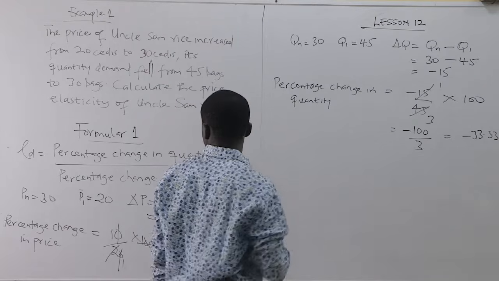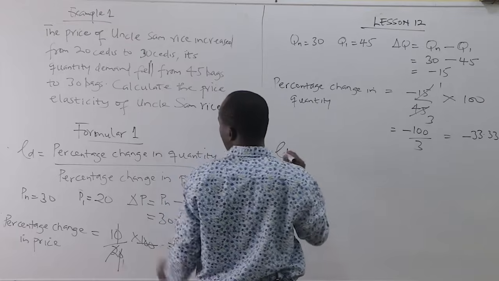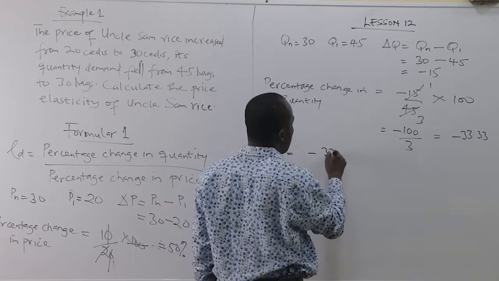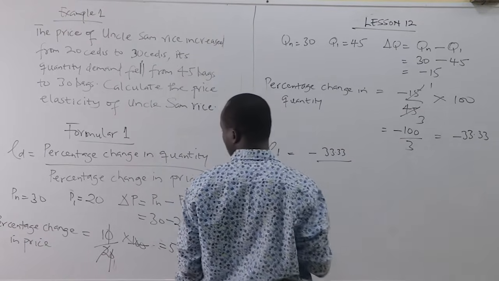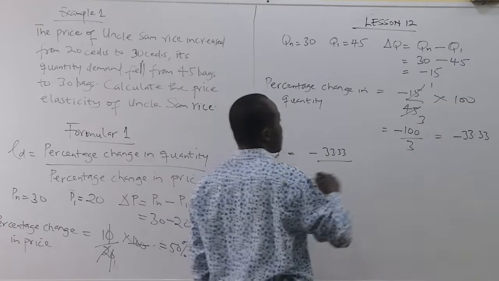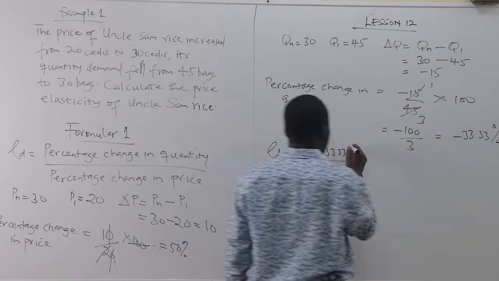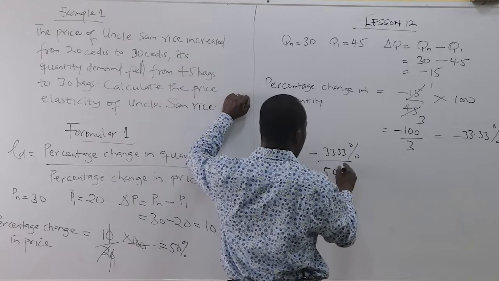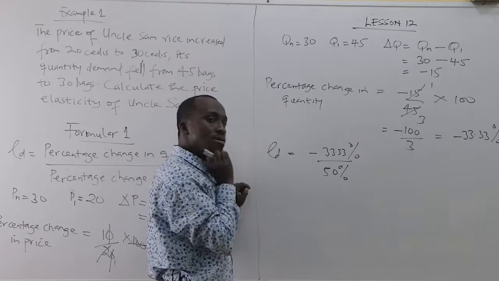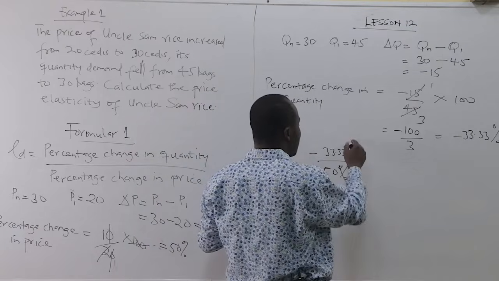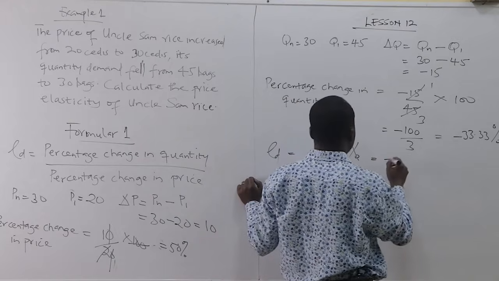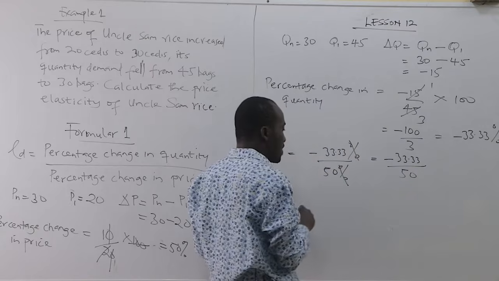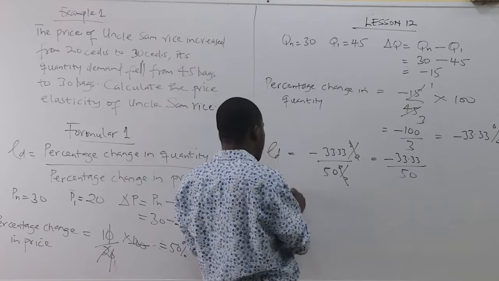Okay, so what's the elasticity? Let's find the elasticity. The elasticity here, as I told you, is the percentage change in quantity demanded over the percentage change in price. What's the percentage change in quantity demanded? It's equal to negative 33.3. And what's the percentage change in price? The percentage change in price is what? 50%. Right? So let's cancel the percentage. What is left is negative 33 over 50. So you can use a calculator to punch it in and let's see what you get.